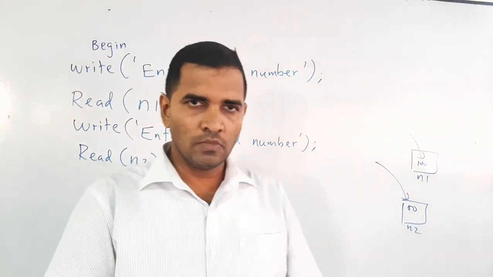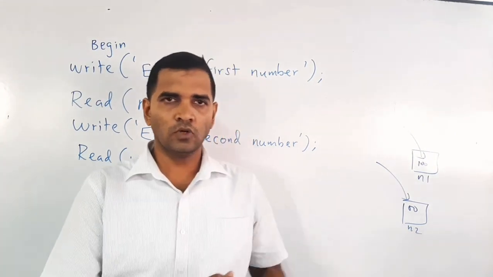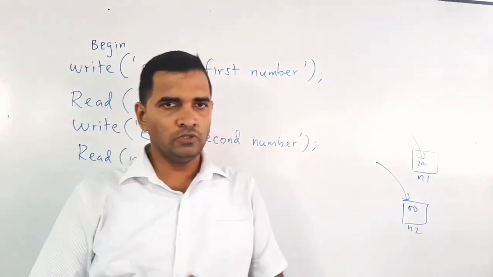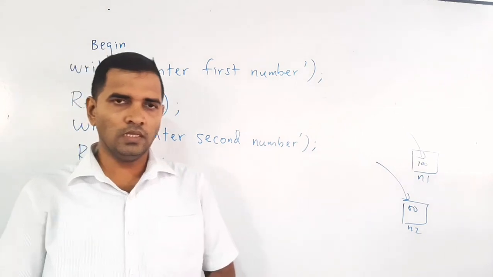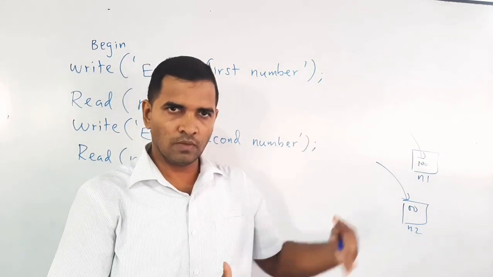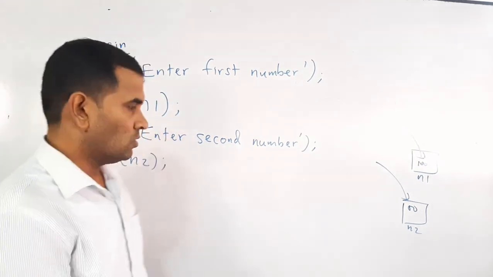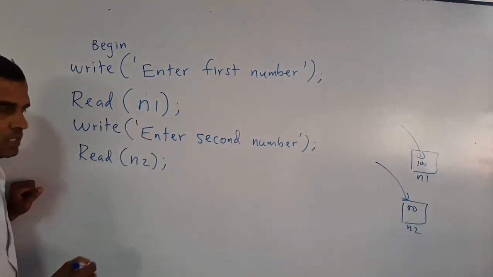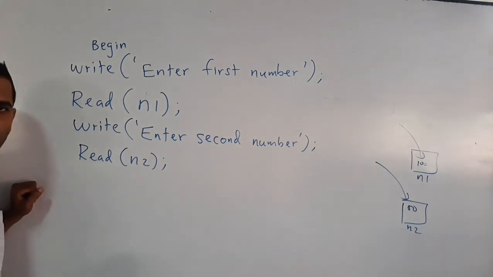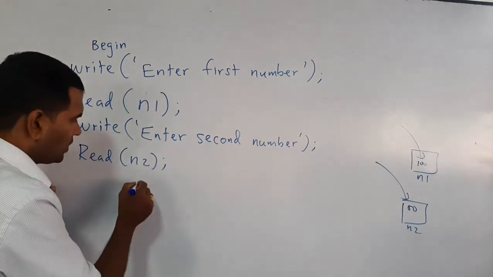Right? So now we have to add the numbers together, right? Because we got both numbers. If you think about your flowcharts and pseudocode, you can get that idea. Since both numbers are taken, it's time to add both of them. So I have to add two numbers together. So where is my first number? It's in N1, right? So N1.